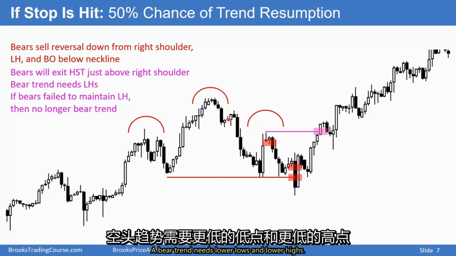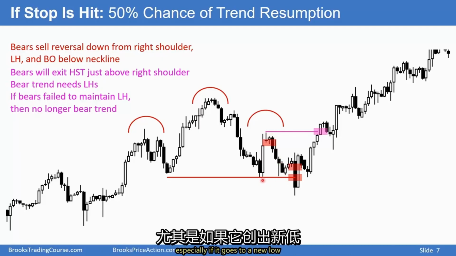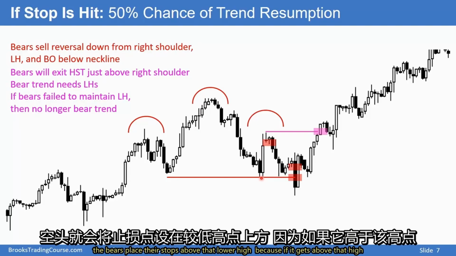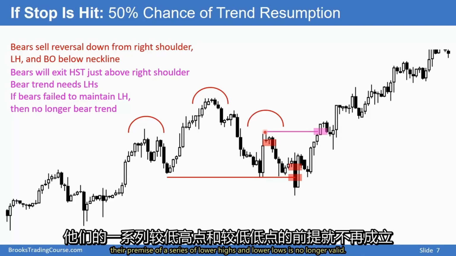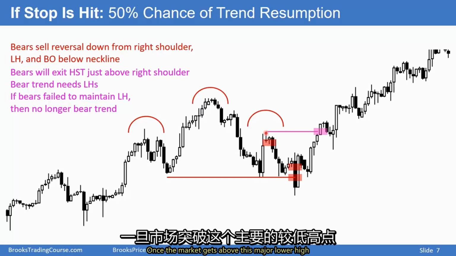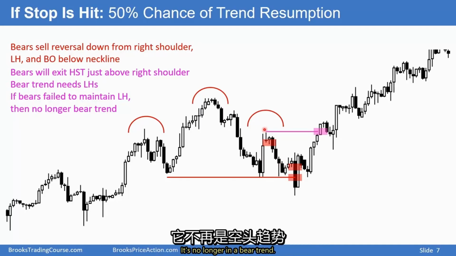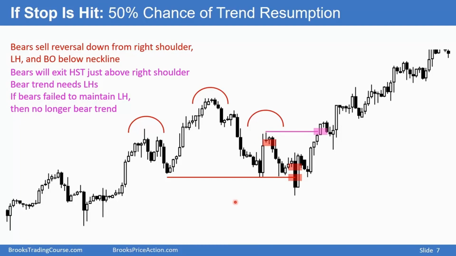A bear trend needs lower lows and lower highs. If the market has a major lower high that has a strong breakout, especially if it goes to a new low, the bears place their stops above that lower high, because if it gets above that high, their premise of a series of lower highs and lower lows is no longer valid. Their premise of a bear trend is no longer valid. Once the market gets above this major lower high, the market's either in a trading range or a bull trend. It's no longer in a bear trend.